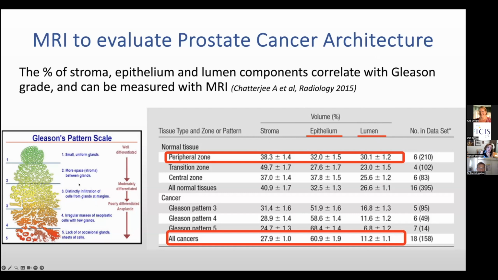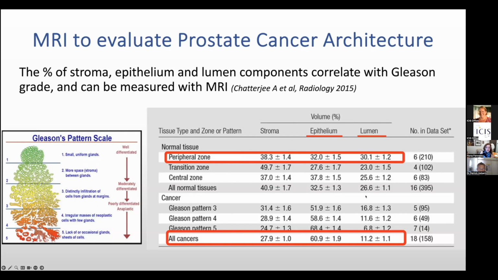So again, if we go back to our little diagram that we looked at in the first place, the volume of lumen here, you can see, is pretty high in a tumor that's well differentiated or normal, because you've got these little holes, and the epithelium are just the cells outlining these holes. So in normal peripheral zone tissue, the epithelium is 32% and the lumen is about 30%. However, as you head towards more aggressive tumors, so we have Gleason pattern 3, 4, and 5, and just to compare, I just put all cancers here.